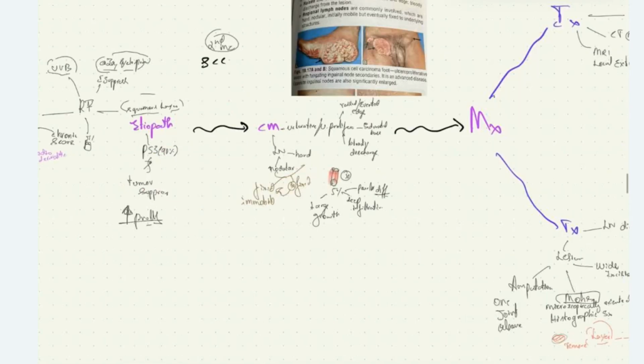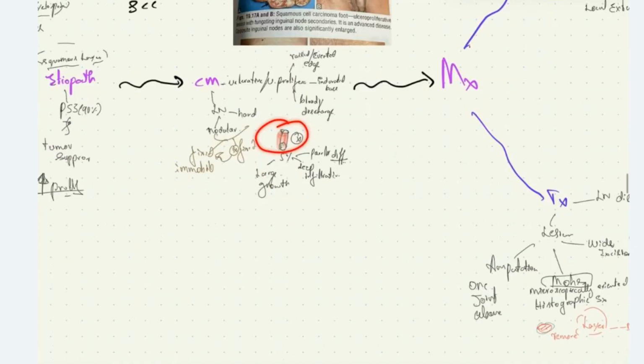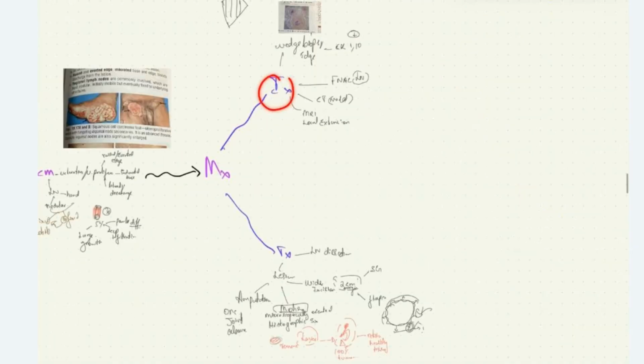The clinical manifestations, we have ulcerative, ulceroproliferative, and red nodular lesions with raised or everted edge, indurated base, and bloody discharge. The lymph nodes, we have hard and nodular lymph nodes, which are initially not fixed. Later, they become immobile and fixed. The hematogenous spread is rare. Only in 5% of patients we see hematogenous spread. The investigation, we can do wedge biopsy of the edge, FNAC, CT, and MRI.